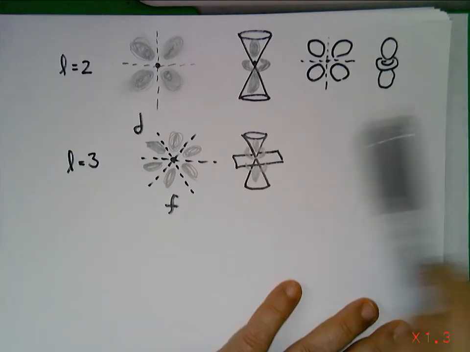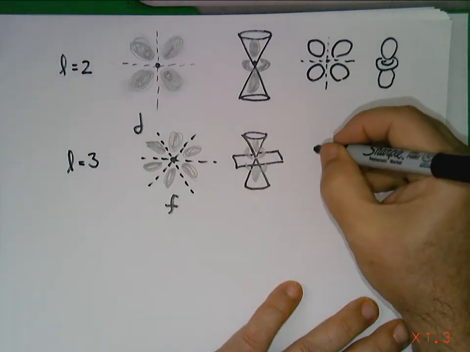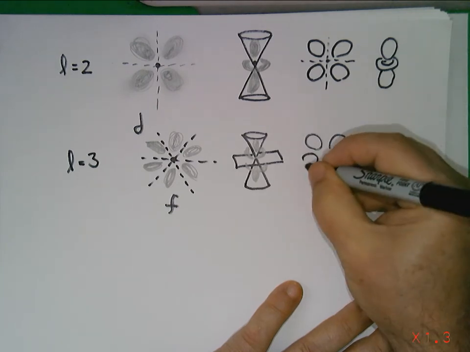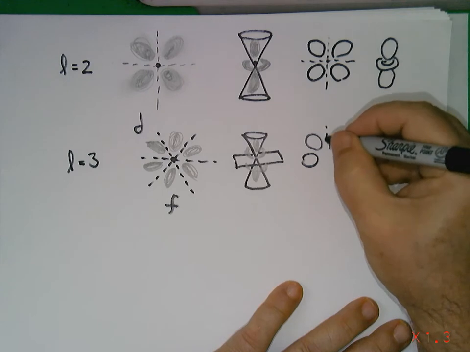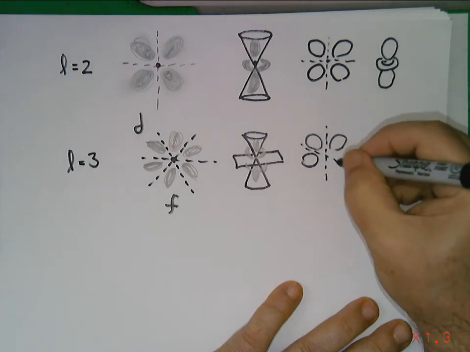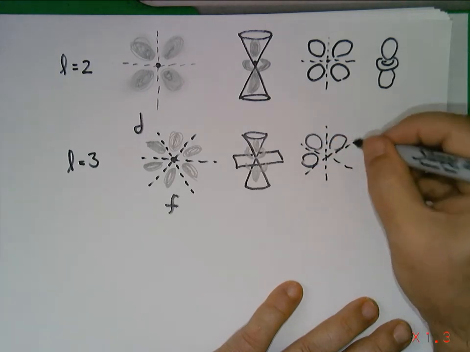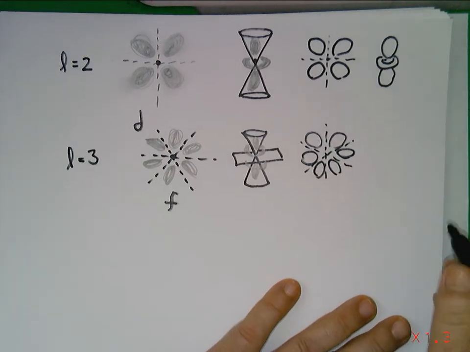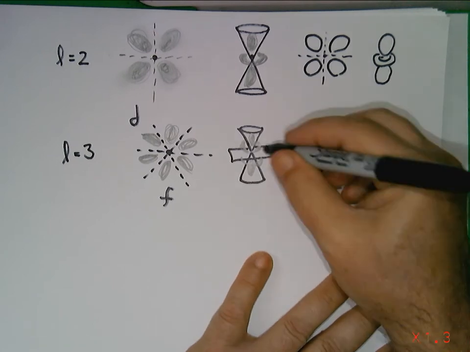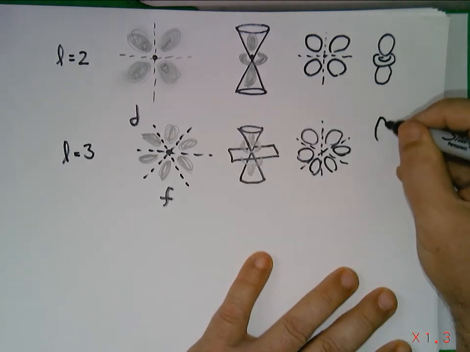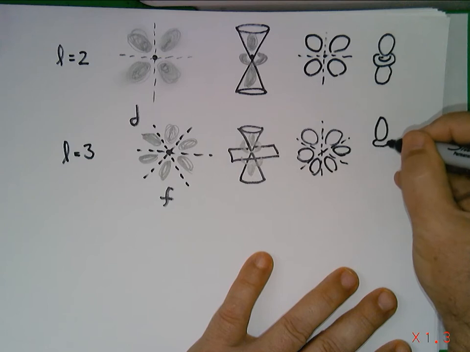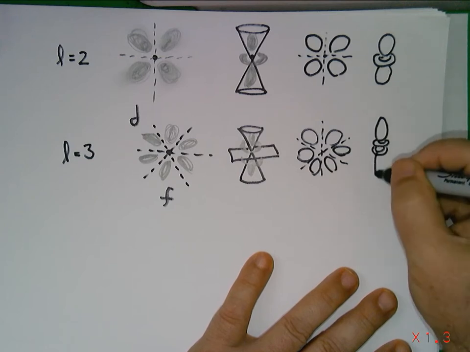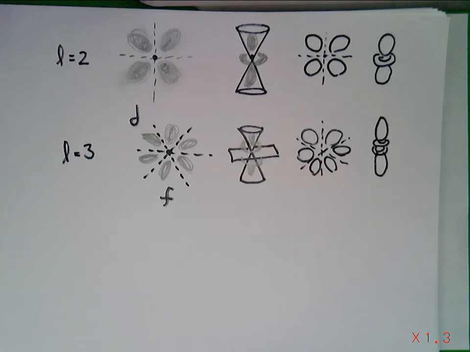So let me draw both of these over here. You can have something that looks sort of like an asterisk kind of thing. Here, I should put the nodes in. And then draw around that. So this would be one F orbital. And then this would be another F orbital that you could have. It's got a donut there, and then another donut here, and then a lobe that goes down that way.